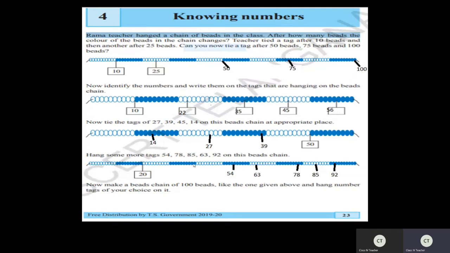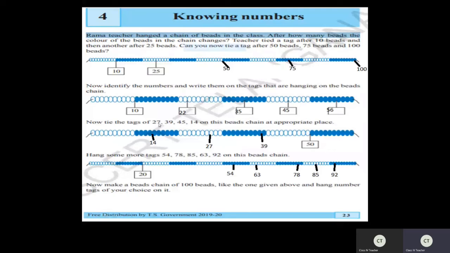Like that. Now let us do the next one. Tag the 27, 39, 45, 15 on this bead chain at the appropriate place. So what is the smallest number here? 14. So let us first tag 14. White beads are 10. 10 after 11, 12, 13, 14. So here I have tagged it 14.